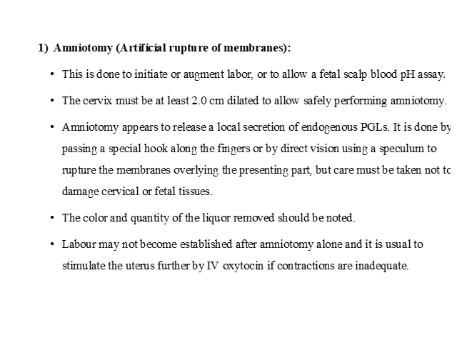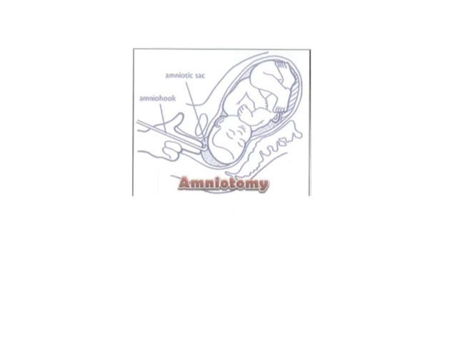It is done by passing a special hook along the finger or by direct vision using a speculum to rupture the membranes overlying the presenting part, but care must be taken not to damage cervical or fetal tissues. The color and the quantity of the liquor removed should be noted. Labor may not become established after amniotomy alone, and it is usual to stimulate the uterus further by IV oxytocin if contractions are inadequate. This is the amniotomy hook used to rupture the membranes.